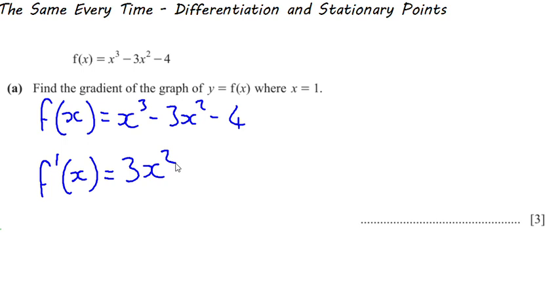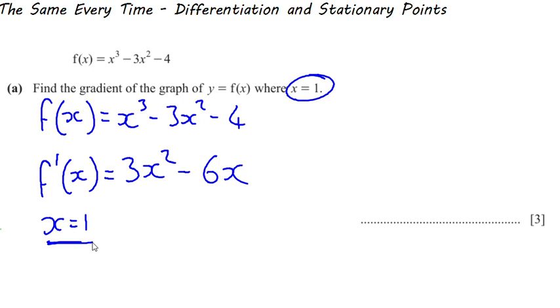Multiply by 3, decrease by 1. That would be negative 6, x to the power 1. And the negative 4, a number on its own, differentiates to 0. So we want the gradient when x equals 1. Well, the differentiated function tells us the gradient. That's what it's for.